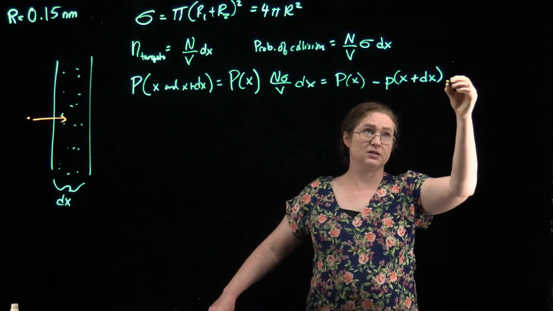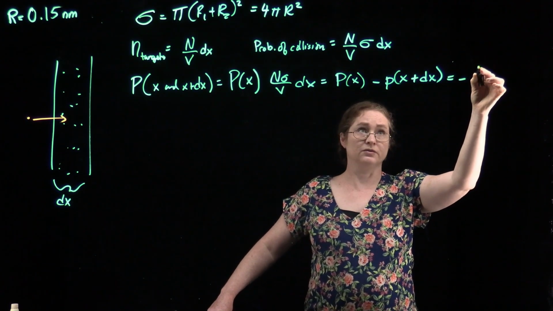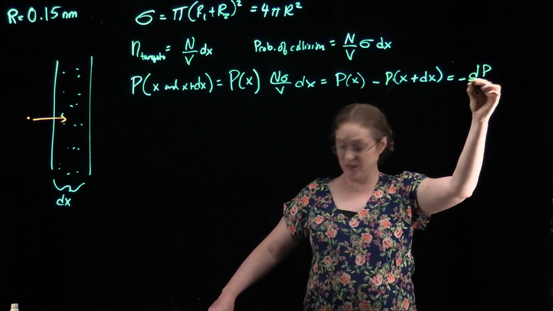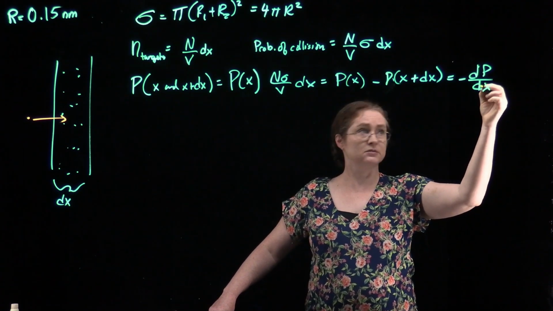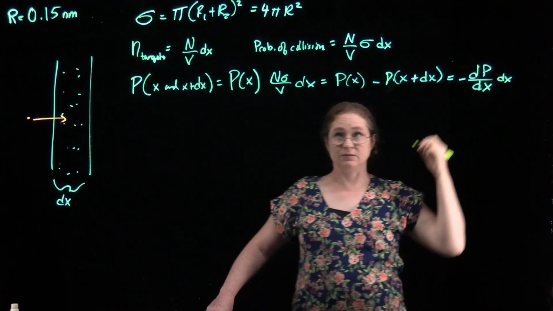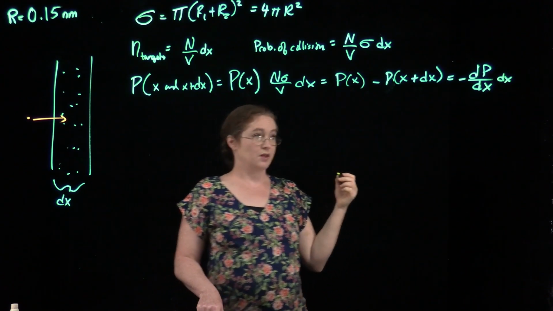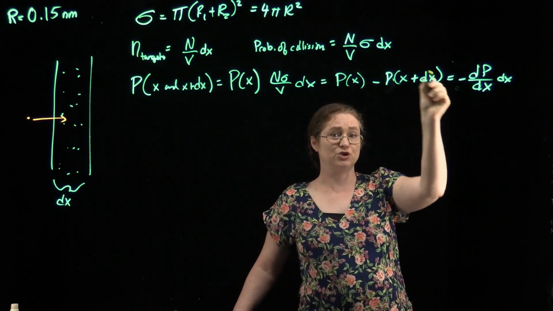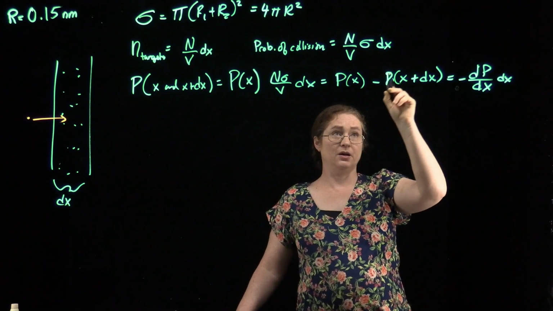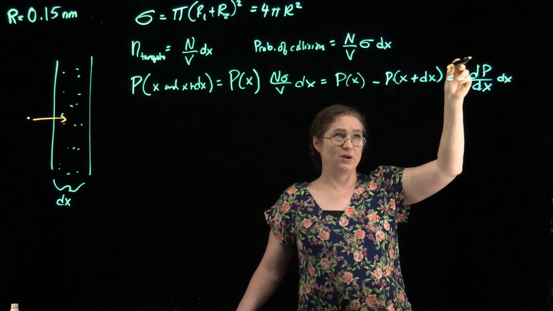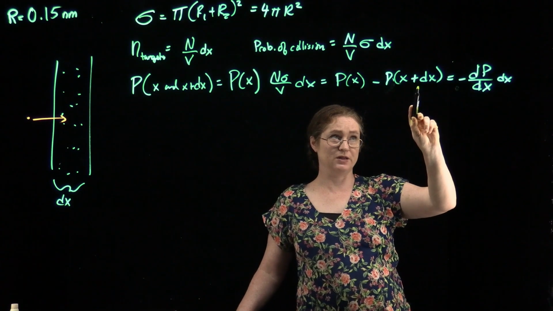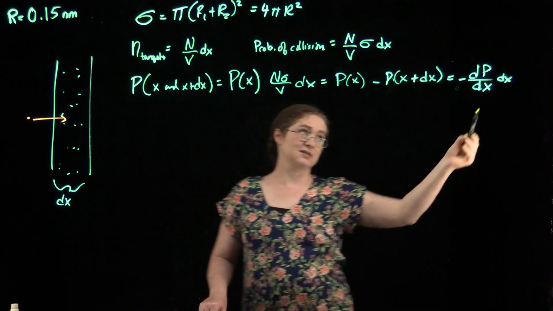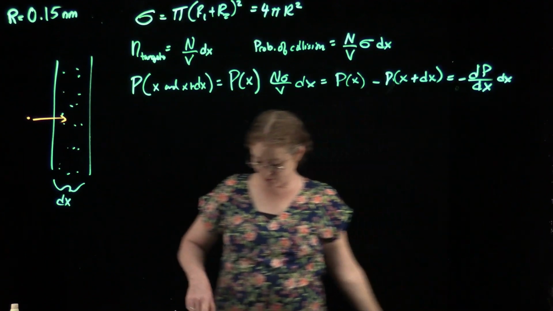Now this is just negative, I should have a capital P, dP/dx times dx. This is saying that this is a small change in the probability between x and x plus dx. Because this one comes first, this is the negative of the derivative of the probability with respect to x times dx. So it's the small change in probability.